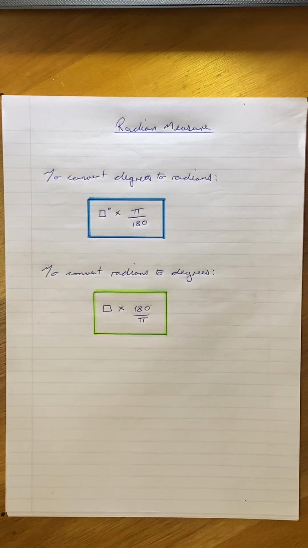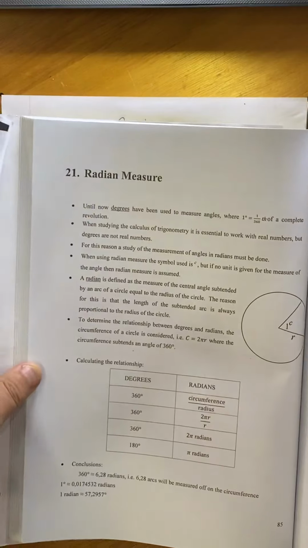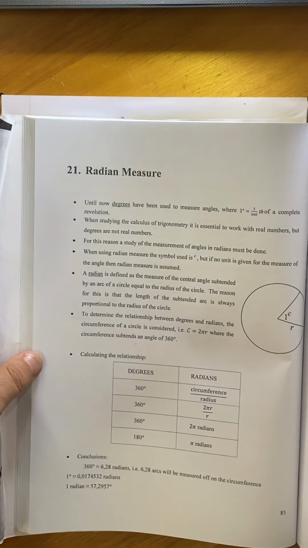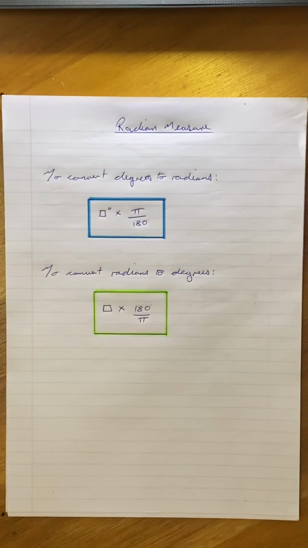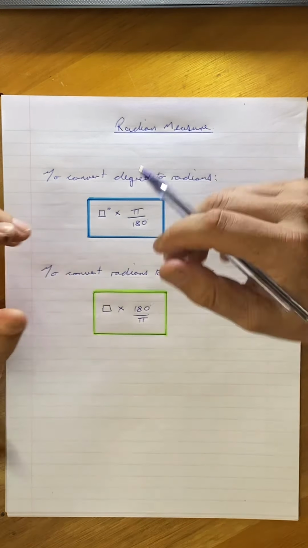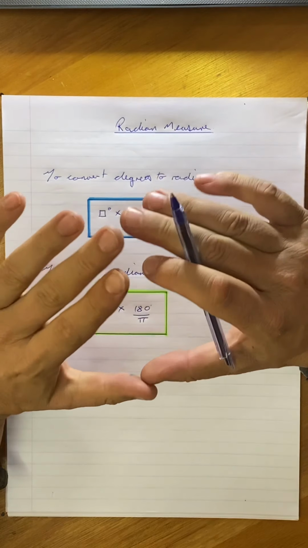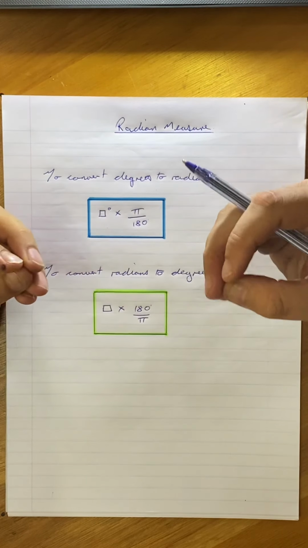To grade 11s. So today we're starting on radian measure, and I'm working from this chapter in your book, chapter 21. Okay, so first of all, what is a radian? A radian is just a measure of an angle, but it's a measure of an angle that is a number. So we can actually manipulate that number.